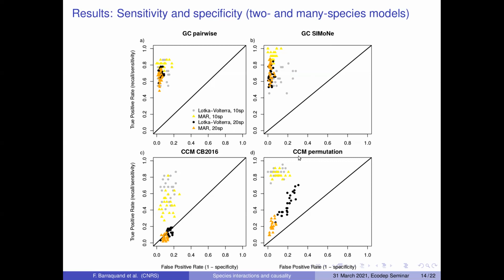Regarding convergent cross mapping, we see that it works well for 10 species, but for some reason not well for 20 species. And on the bottom left panel, we consider the other kinds of p-values. And I won't dwell much on that, but the bottom line is that your choice of p-value is really important.